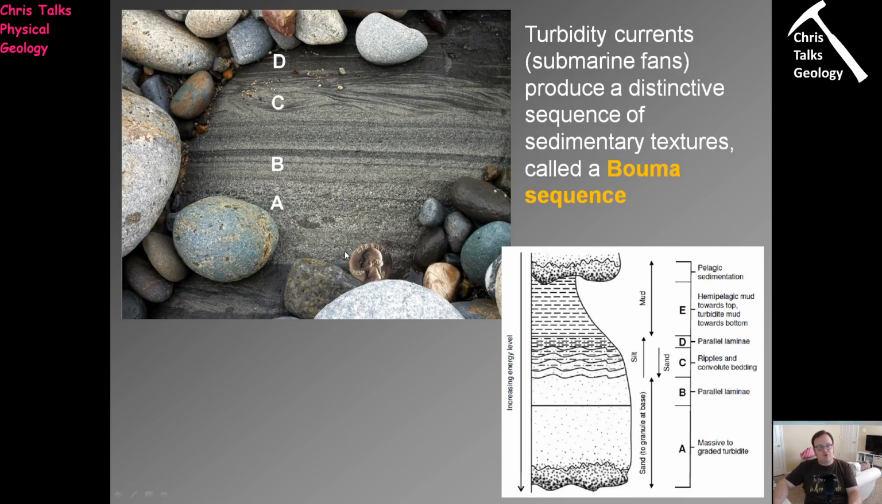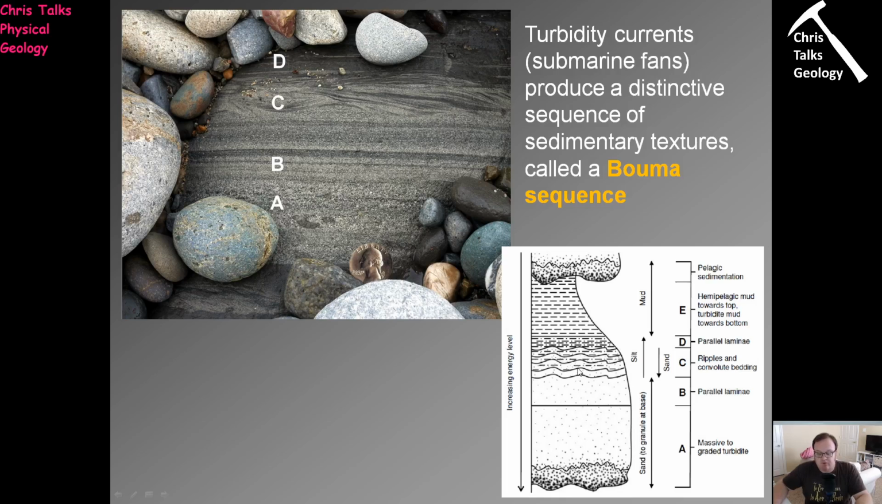So what does a Bouma sequence actually look like? Well, here's a beautiful example of one. Just to give you some idea, by the way, there's a coin down there. Okay, so this is our Bouma sequence. Now, Bouma sequences actually have 5 layers, A, B, C, D, and E. However, you can see in this picture here, we only have A, B, C, and D. So E's up here, it's covered by the stones, alas, we're going to have to live with it.